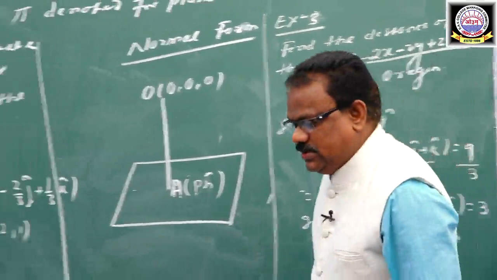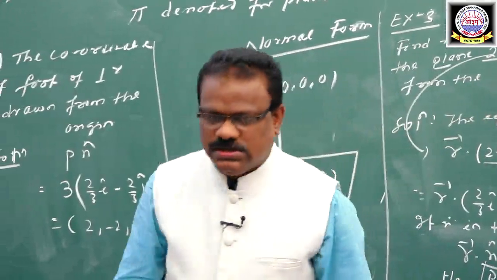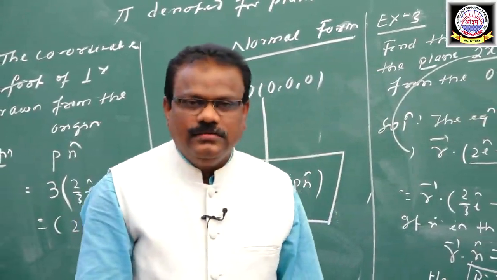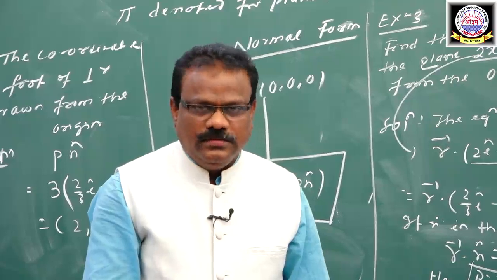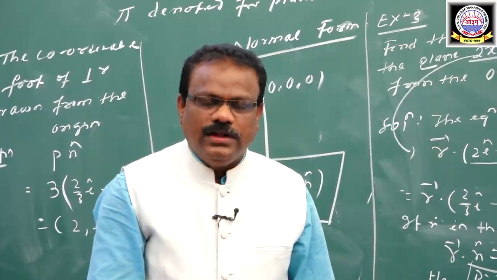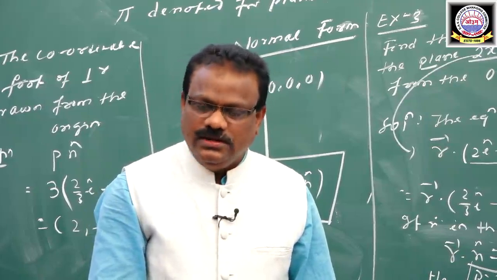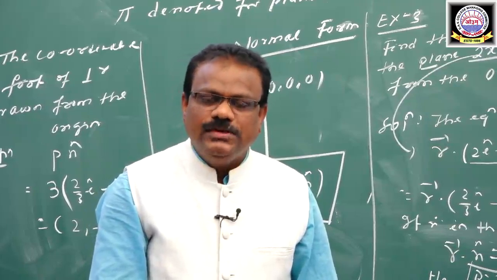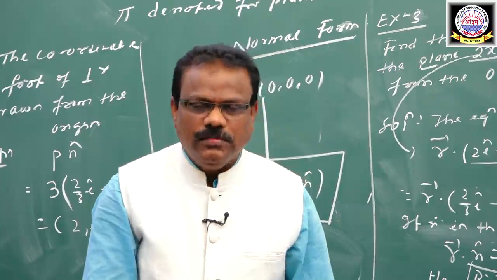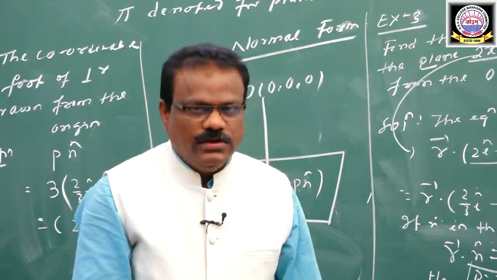So, my dear students, today we have discussed the standard form and the normal form. Standard form r dot n vector is equal to d, which is equal to a dot n. r dot n cap is equal to p is the normal form, where p is the distance of the plane from the origin.